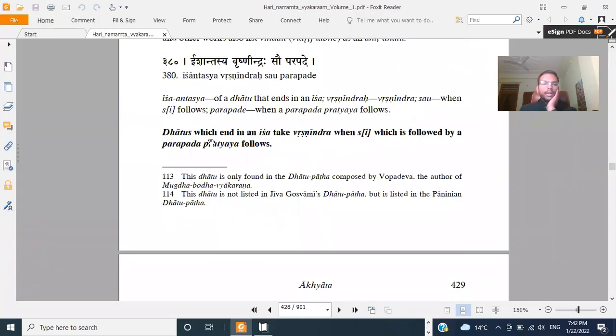Now the sutra is 380. Ishantasya Vrishnindra Sau Parapade. Dhatus which end in an Isha take Vrishnindra, when C, which is followed by a Parapada Pratyaya, follows.